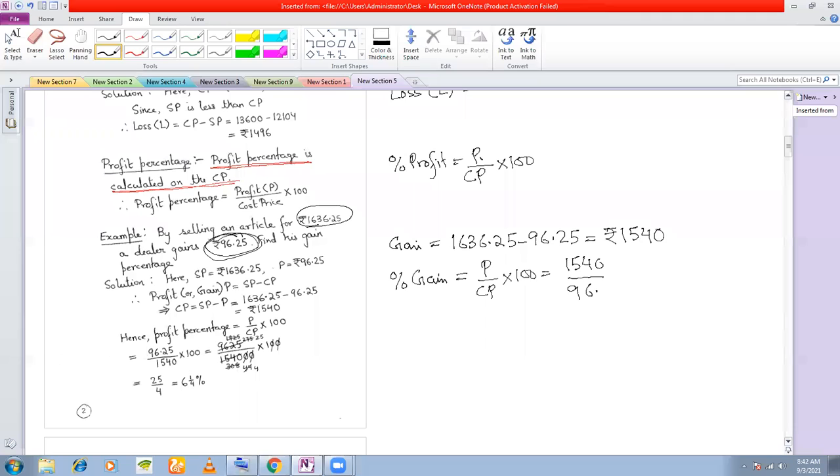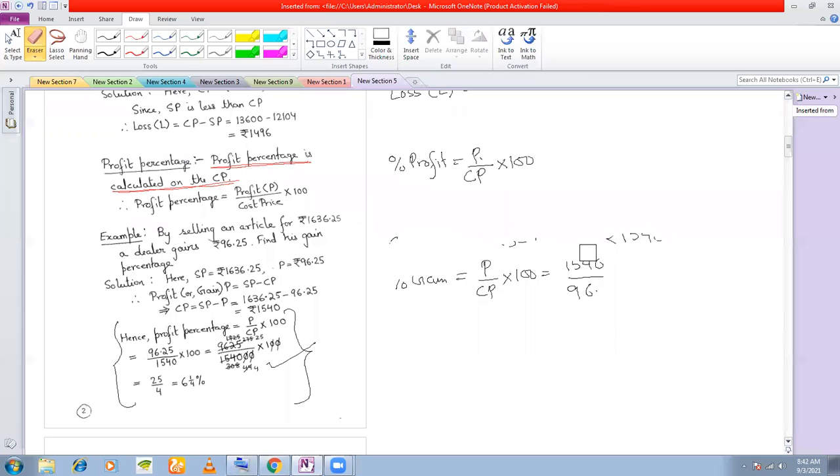I think I have made some mistake here. You just check. I think this part is wrong. Okay. Oh, okay. This part is not wrong. I read the question wrong. Let's read the question once again.